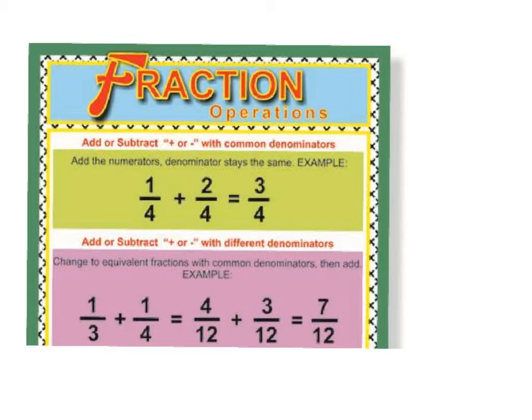So if you are going to be adding or subtracting with different denominators, you're going to have to change it to an equivalent fraction with a common denominator and then add. So here I had 3 and 4. I can find a common denominator of 12 for both of those, write the equivalent fractions that are equal to the originals with a denominator of 12, and then I add the tops. So just an extra step.